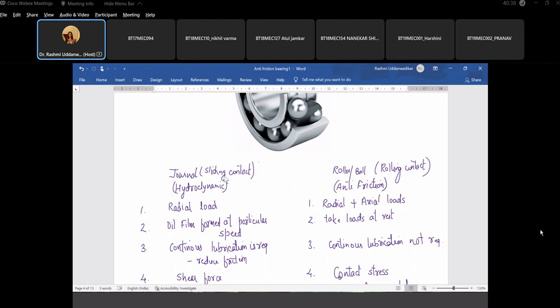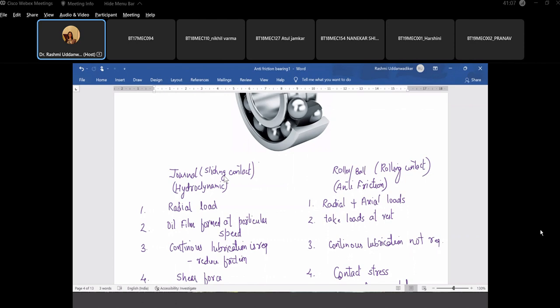Whereas in ball and roller bearings, the type of contact between the inner race and the outer race is a rolling contact, and these are very smooth because of very high surface finish. They are pre-lubricated: at the time of installation they are lubricated for their finite life, a one-time lubrication. So continuous lubrication is not required. These are also known as anti-friction bearings.